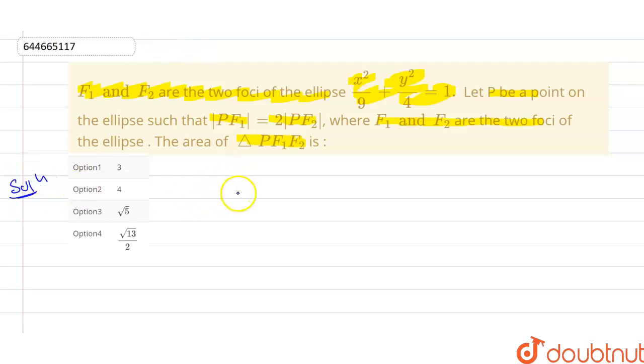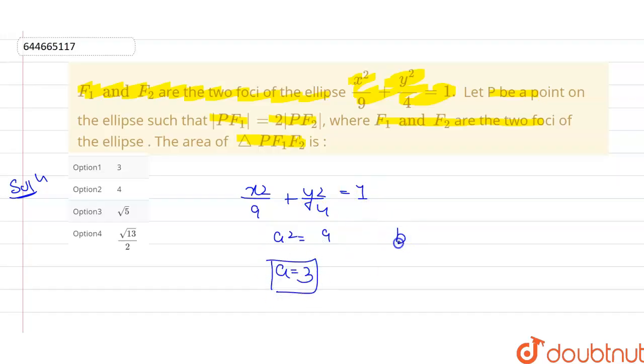What is the equation of the ellipse I have? The equation of the ellipse is x square by 9 plus y square by 4 equals 1. So in that case, my a square value is 9, so a is 3. Similarly, my b square value is 4, so my b is 2.